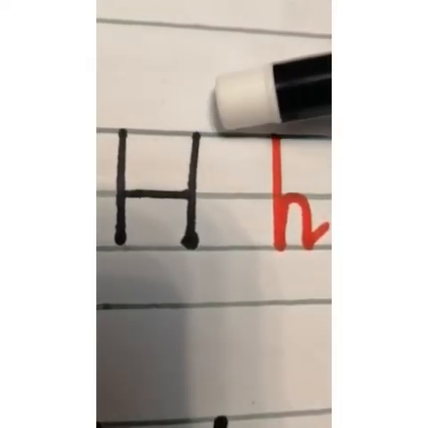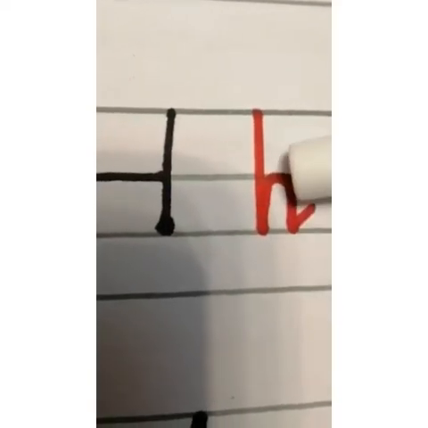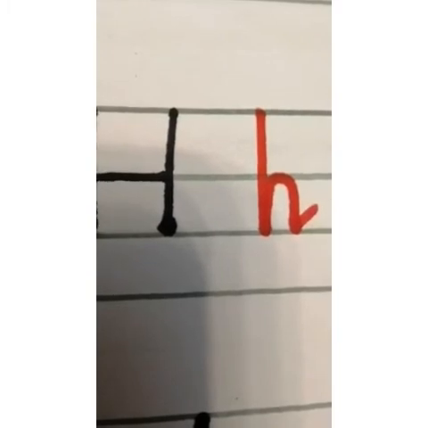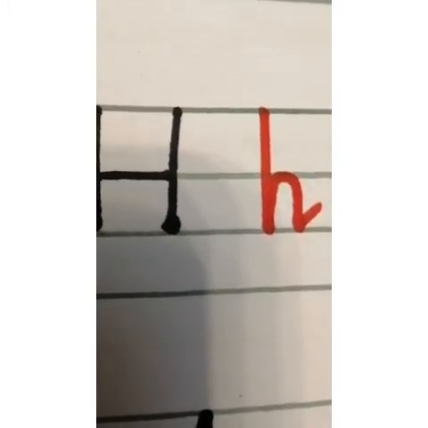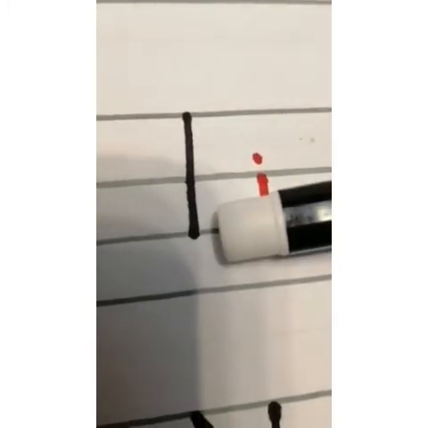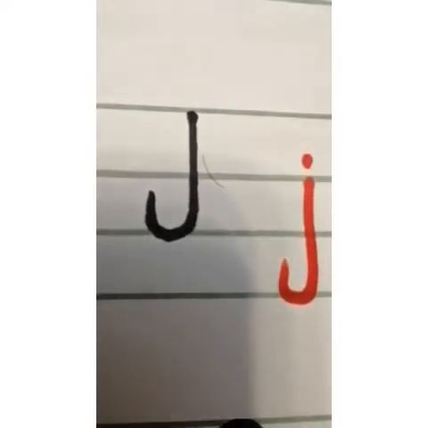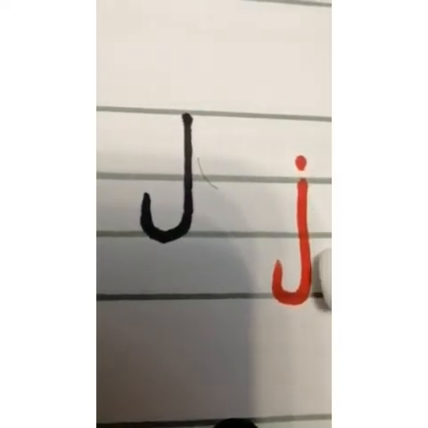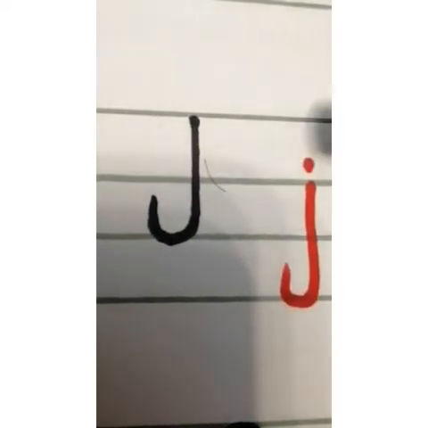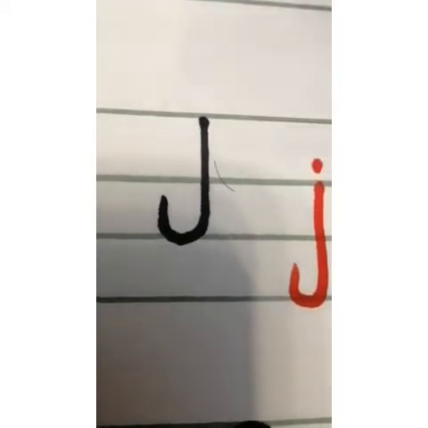Vertical line and a bridge. H. Come straight down, go back up, jump and kick. Come straight down. I. Come down and kick and a dot on the top. Come straight down and turn. J. Come down to the root line and turn and a dot on the top.